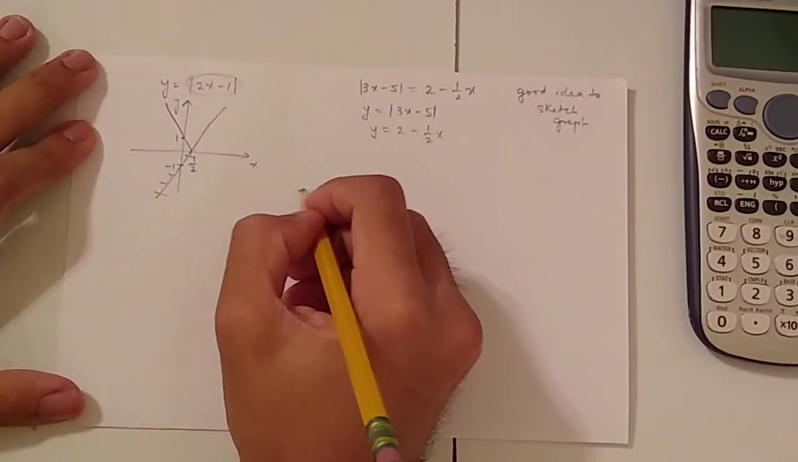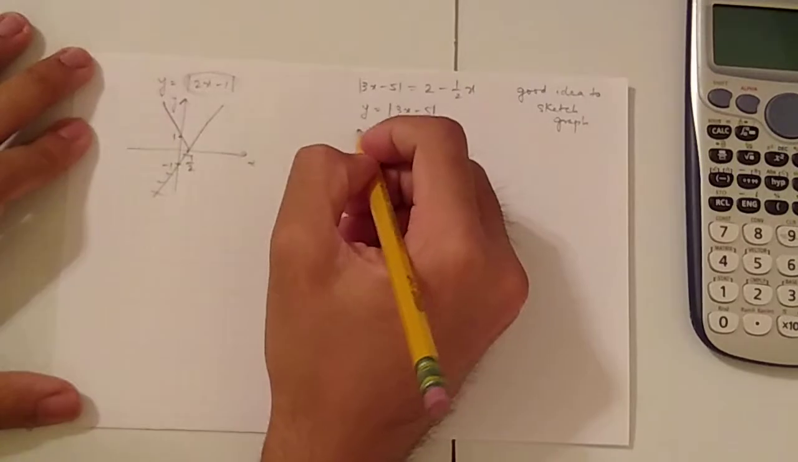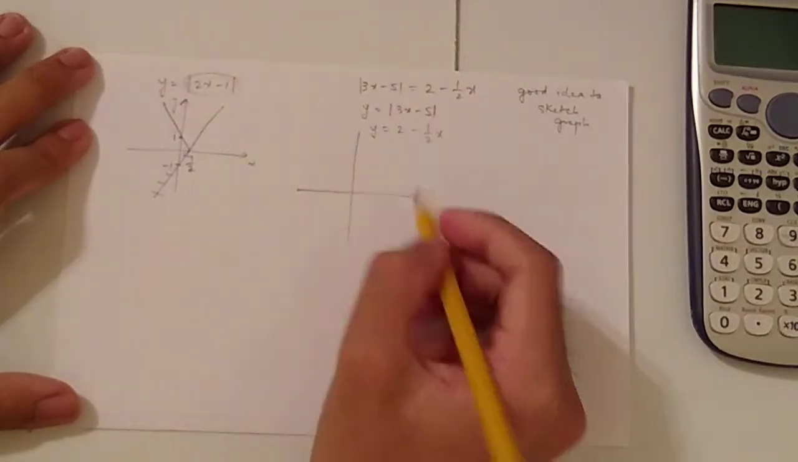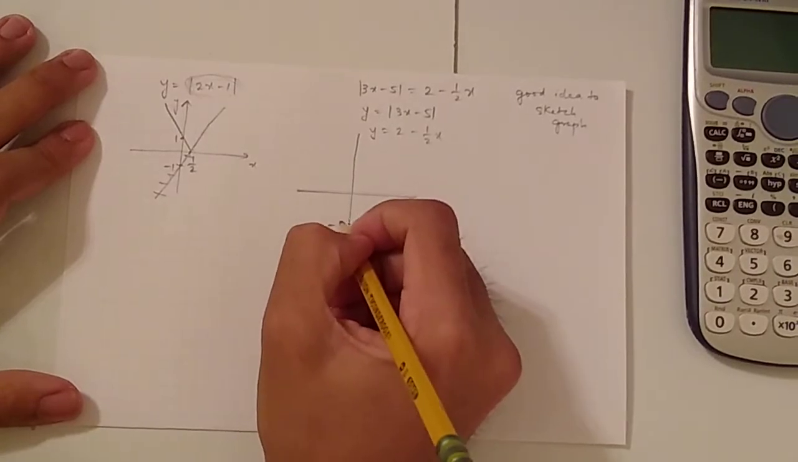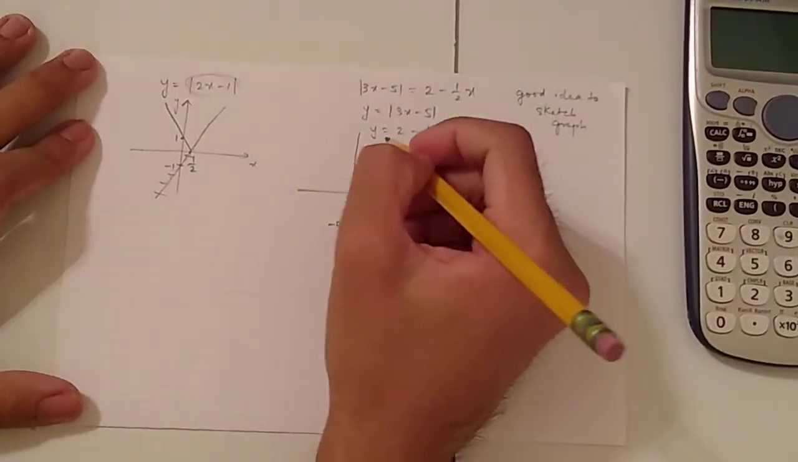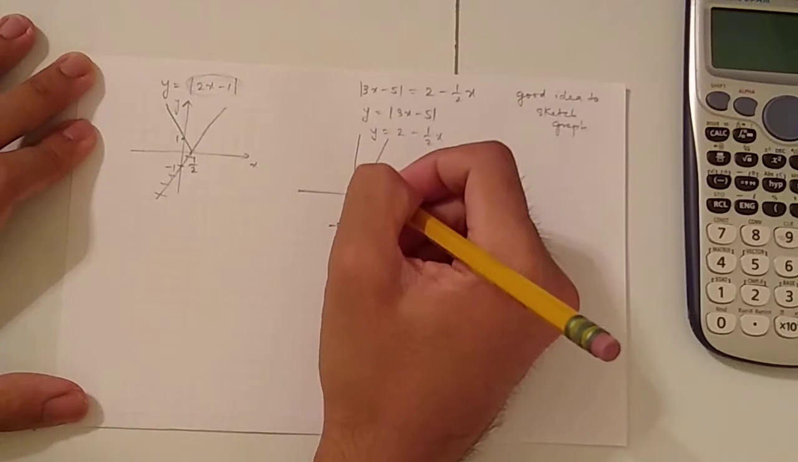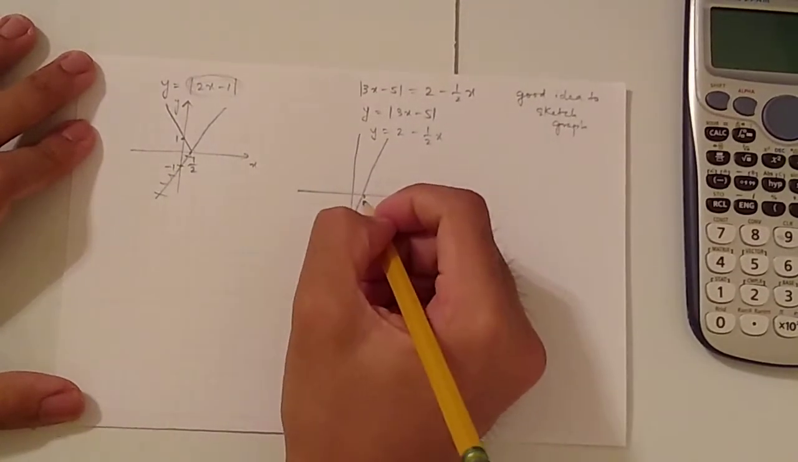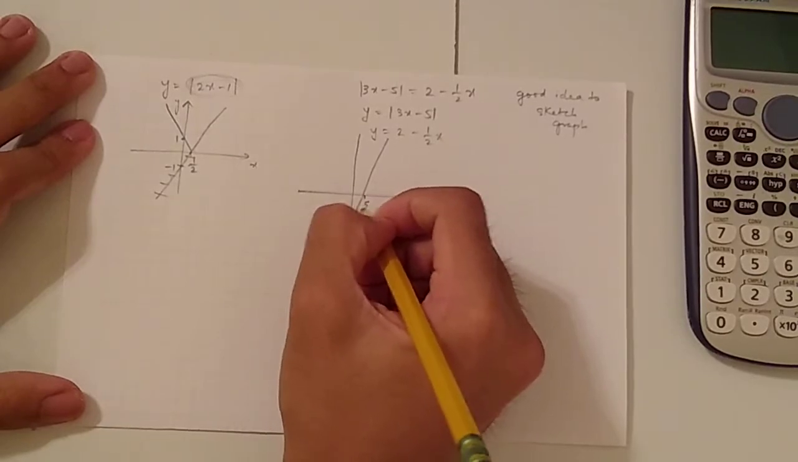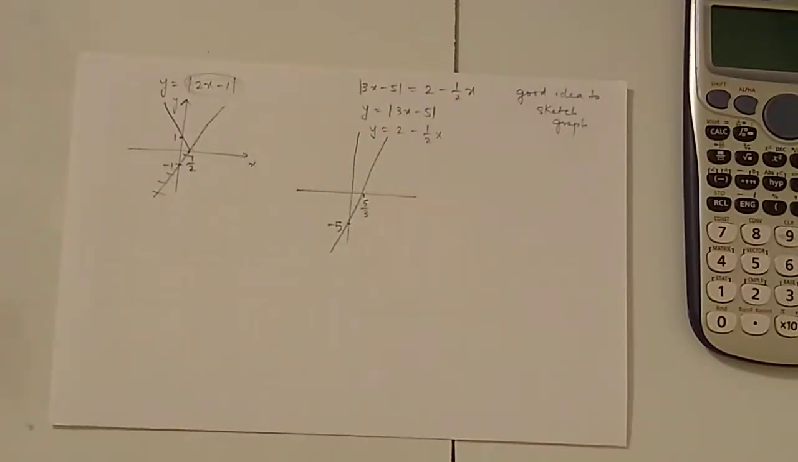The first graph we're going to draw is 3x minus 5. It has y-intercept minus 5, and it is a steep graph with gradient 3. It passes through the point 5, 3, and this is 3x minus 5. But this is not the graph in question. The graph in question is 3x minus 5, the whole modulus.